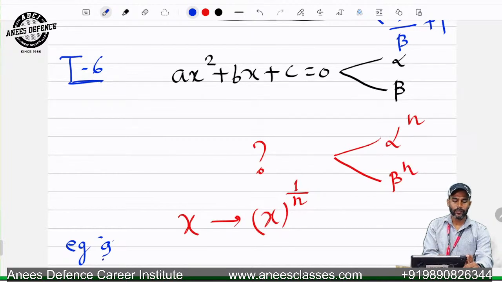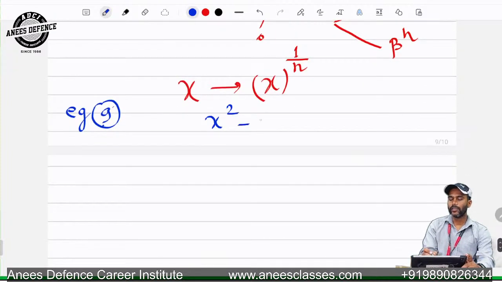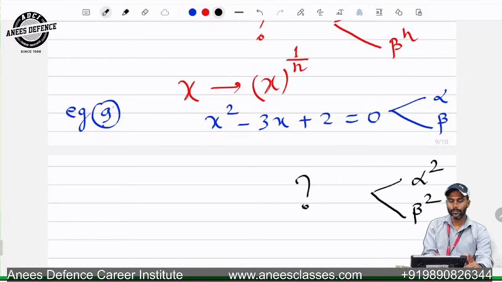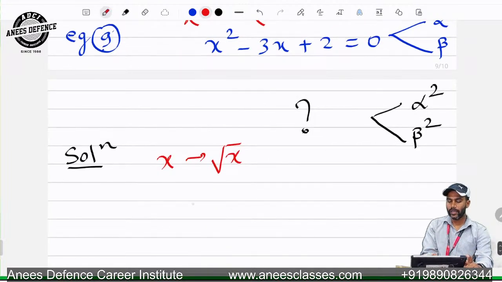Example number 9. Suppose we have equation again same, x square minus 3x plus 2 is equal to 0. Suppose roots are alpha and beta. Now we have to find out the equation of which roots are alpha square and beta square. So what we have to do? We have to replace x by root x, x raised to 1 by 2. Yes or no?